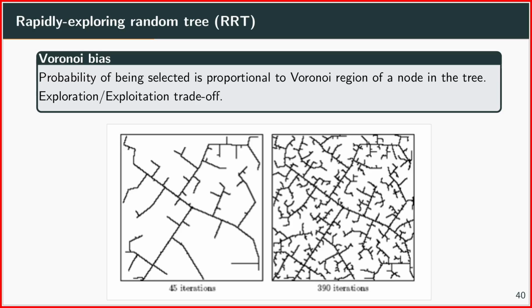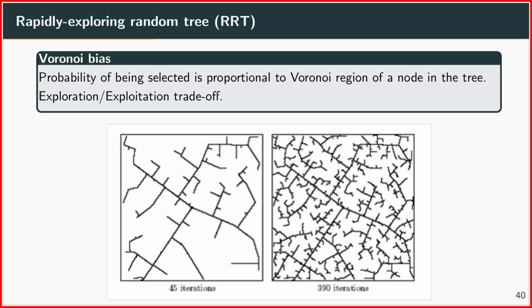And you can see this here, for example, on this slide where we have RRT in two configurations, one where you have 45 iterations and one where you have 390 iterations. And you can see here, because we have this Voronoi bias, we first grow the tree in all directions of the configuration space. We first get a very non-dense covering of it. And then if you spend more and more time on your tree, you will have a finer and finer resolution of the tree. So this is a very nice way to first quickly get a good overview of your whole configuration space.